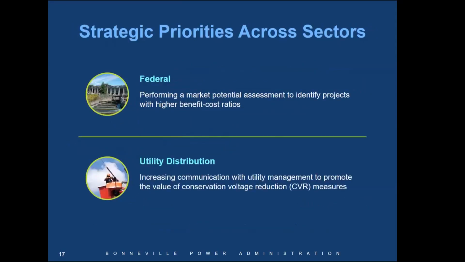Next slide. Looking at our last two sectors, the first one I'll cover is the federal sector. And I want to note here that we're really only talking about federal direct serve. So our irrigation districts and some of BPA-owned transmission lines and that sort of thing. And here we're looking to really understand to a greater degree what the actual market potential from these customers are.